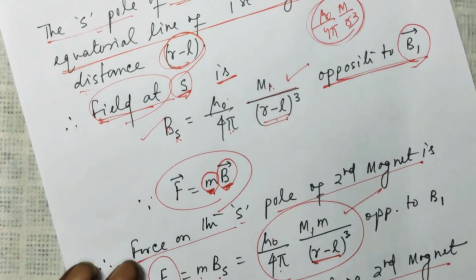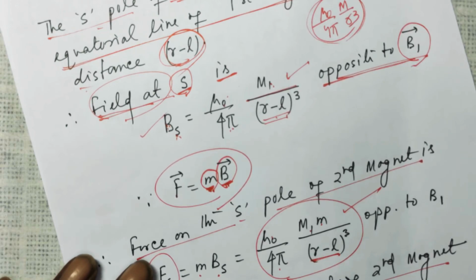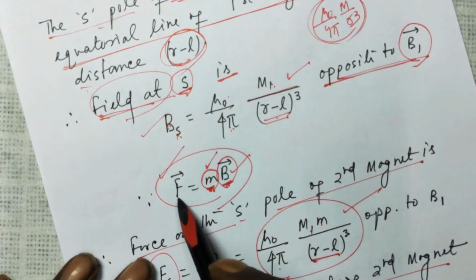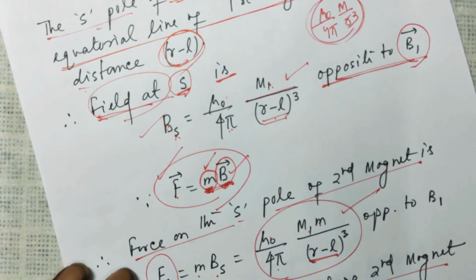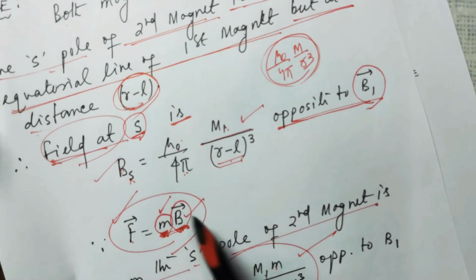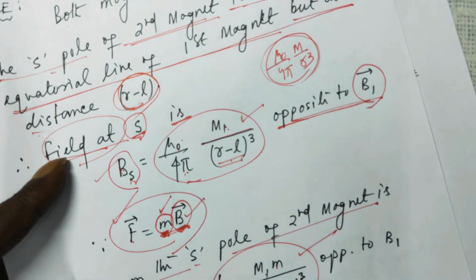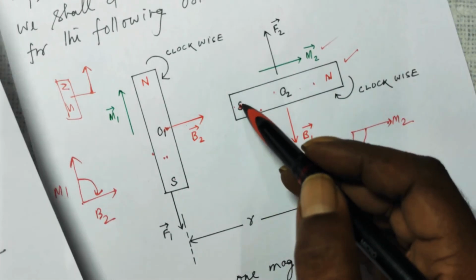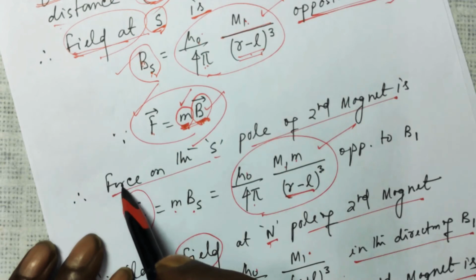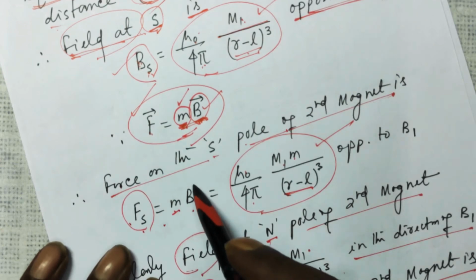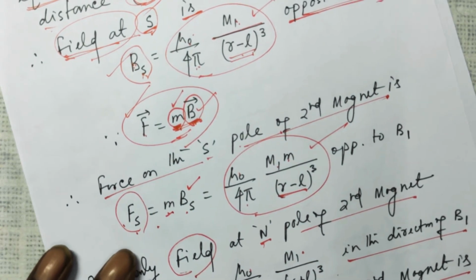And we know the force experienced by a pole having pole strength m in a magnetic field B was F equal to m times B. So at this point we have found out the field, which is this much, and its pole strength is m. So this south pole will experience a force. So the force on the south pole of the second magnet is, using this expression, pole strength and the field there due to the first magnet.